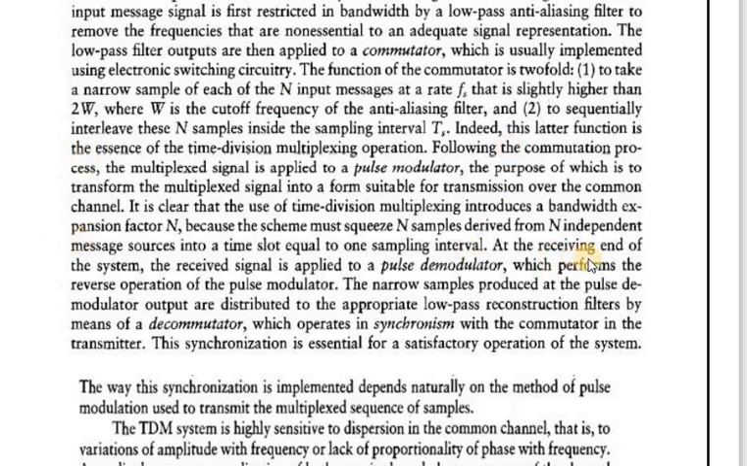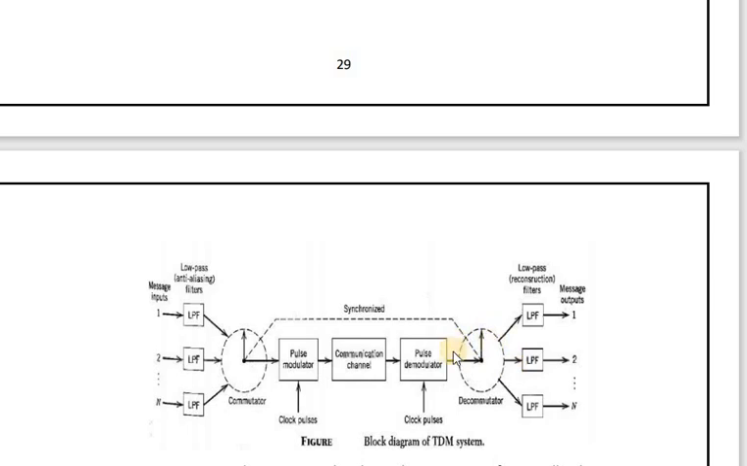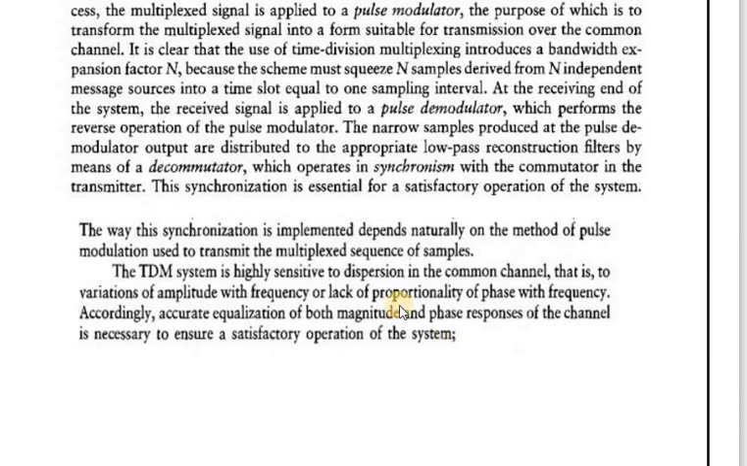Now at the receiving end of your system you will have a pulse demodulator first, which separates the carrier from the message signal. Afterwards you give it to the low pass filter for reconstruction, right? Importantly, you have to note that synchronization is very important both at the transmitter as well as the receiver side.